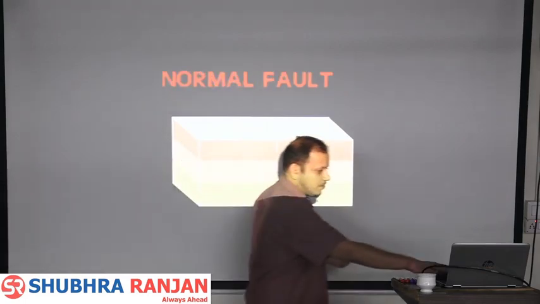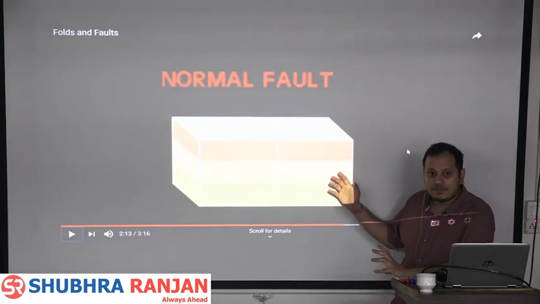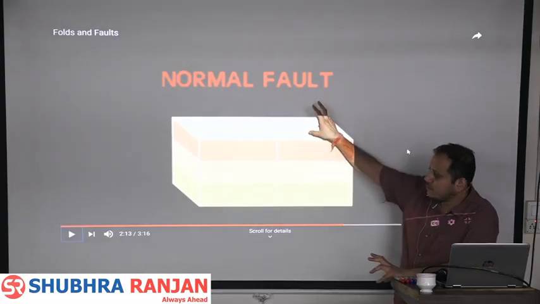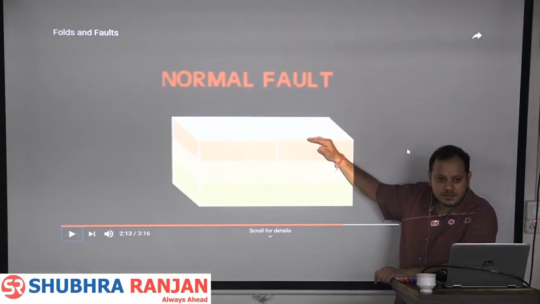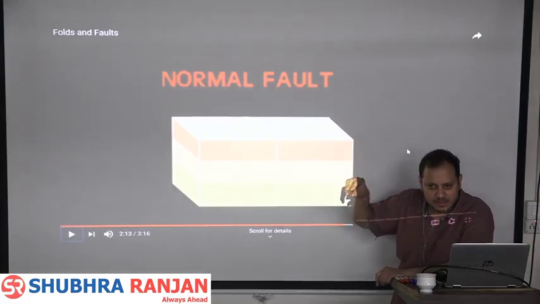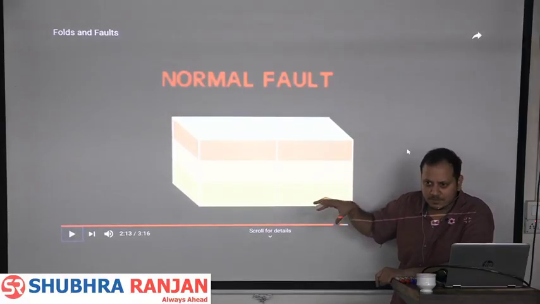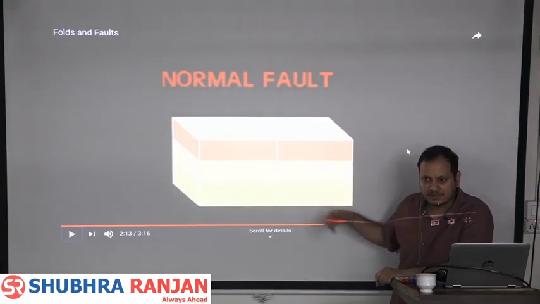I'll stop here now. What is happening in the normal fault? You can see there is a tension. Some part will go up, some part will go down. The part which goes up becomes a mountain, the part which goes down becomes a valley. We have such examples in India, and that is Vindhyas and Satpuras. They are an example of a block mountain. And Tapi and Narmada are an example of Rift Valley.